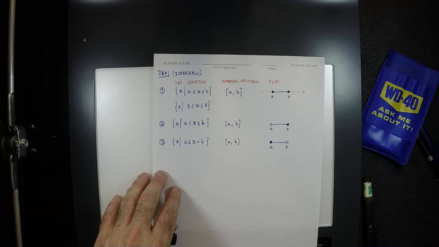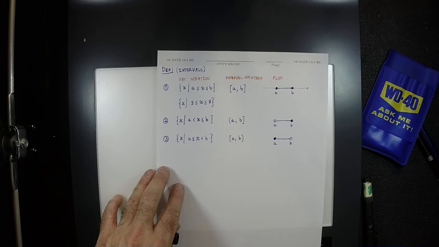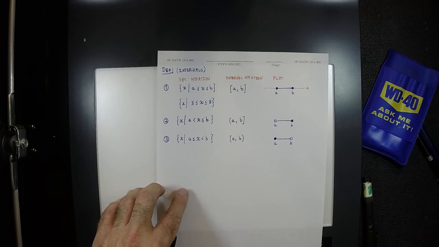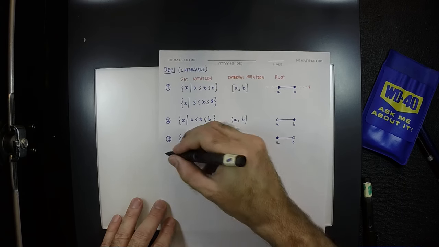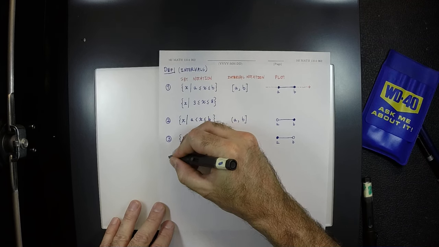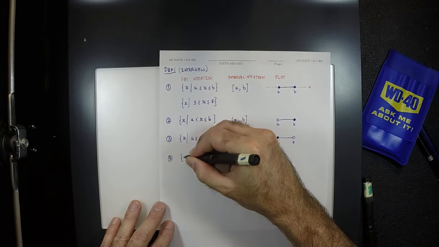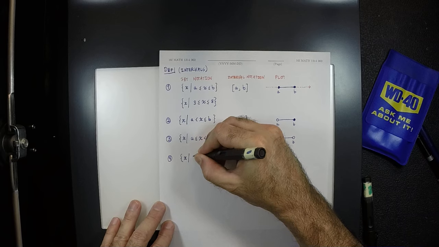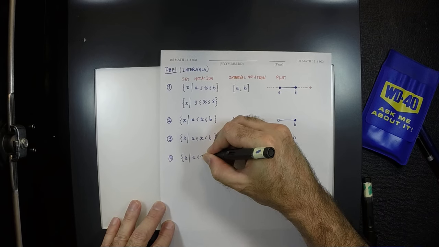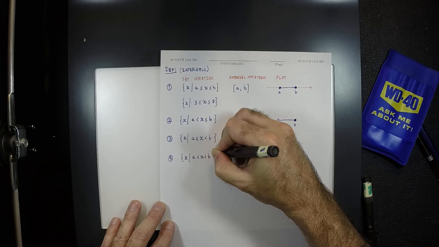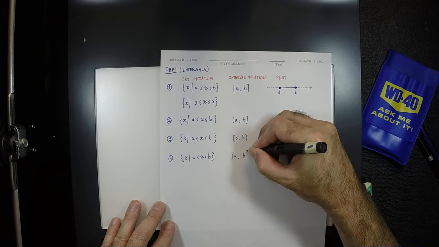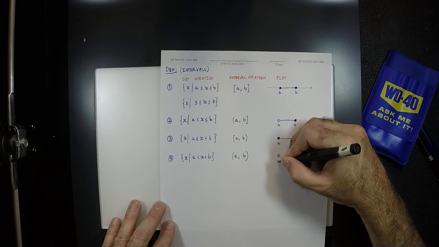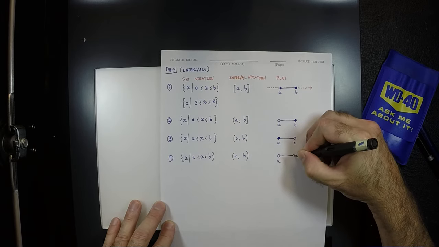Okay, so among these, we have three intervals. Who's missing? Right, where both endpoints are missing. So the set of all x such that a is less than x is less than b. A to b.